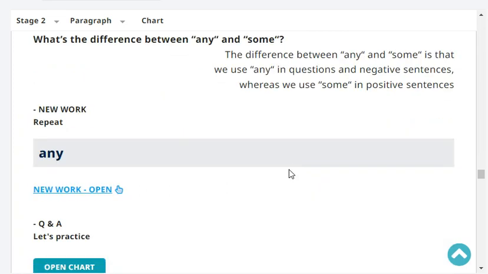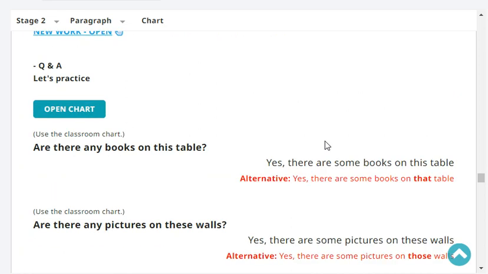What's the difference between any and some? The difference between any and some is that we use any for questions and negative sentences, whereas we use some in positive sentences. Very good.